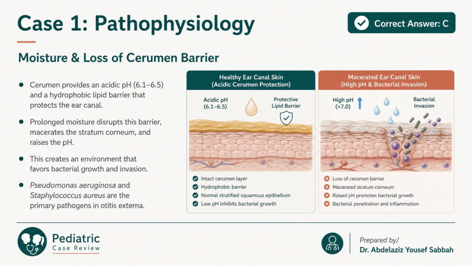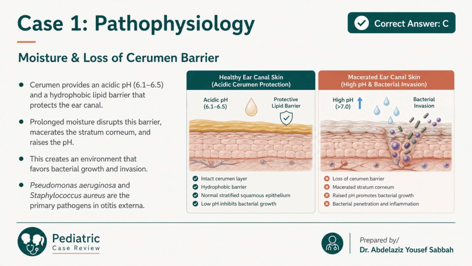The correct answer is option C. Moisture-induced maceration of skin and loss of the acidic cerumen barrier. Cerumen plays a vital protective role by providing an acidic pH of 6.1 to 6.5 and a hydrophobic lipid barrier that shields the ear canal from microbial invasion. Prolonged moisture exposure, especially from swimming or humid environments, disrupts this barrier, macerates the stratum corneum, and raises the canal pH above 7. This alkaline, waterlogged environment is ideal for bacterial overgrowth and invasion.